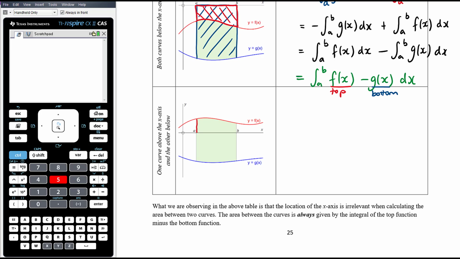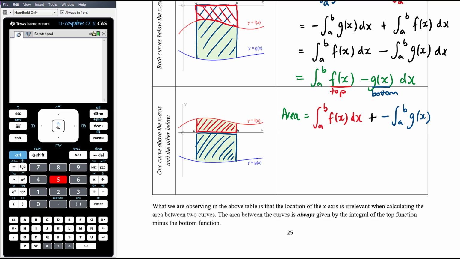So the best way for us to find the green area here would be to find that red area, which is the area between f of x and the x-axis, and add it together with that blue area, which is the area between g of x and the x-axis. Okay, so our green area here is going to be equal to the red area, which is the integral from a to b of f of x, so it's above the x-axis, that's a positive integral. And then in this case we want to add that together with the blue area, which is a negative integral from a to b of g of x.